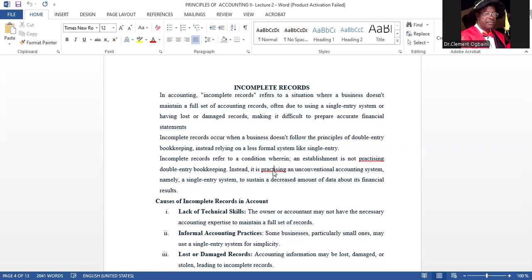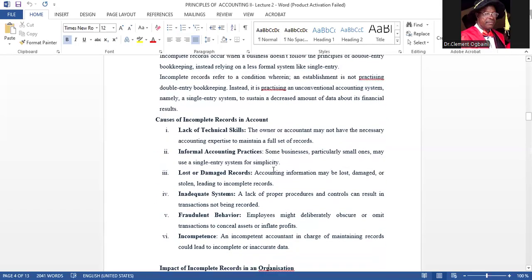So what are the causes of incomplete records? The number one cause of incomplete record is lack of technical skill. Like we said, not everybody is an expert in accounting. So those that are not expert in accounting, in an attempt to still record their financial transaction, they might record it wrongly. So it leads to incomplete record.